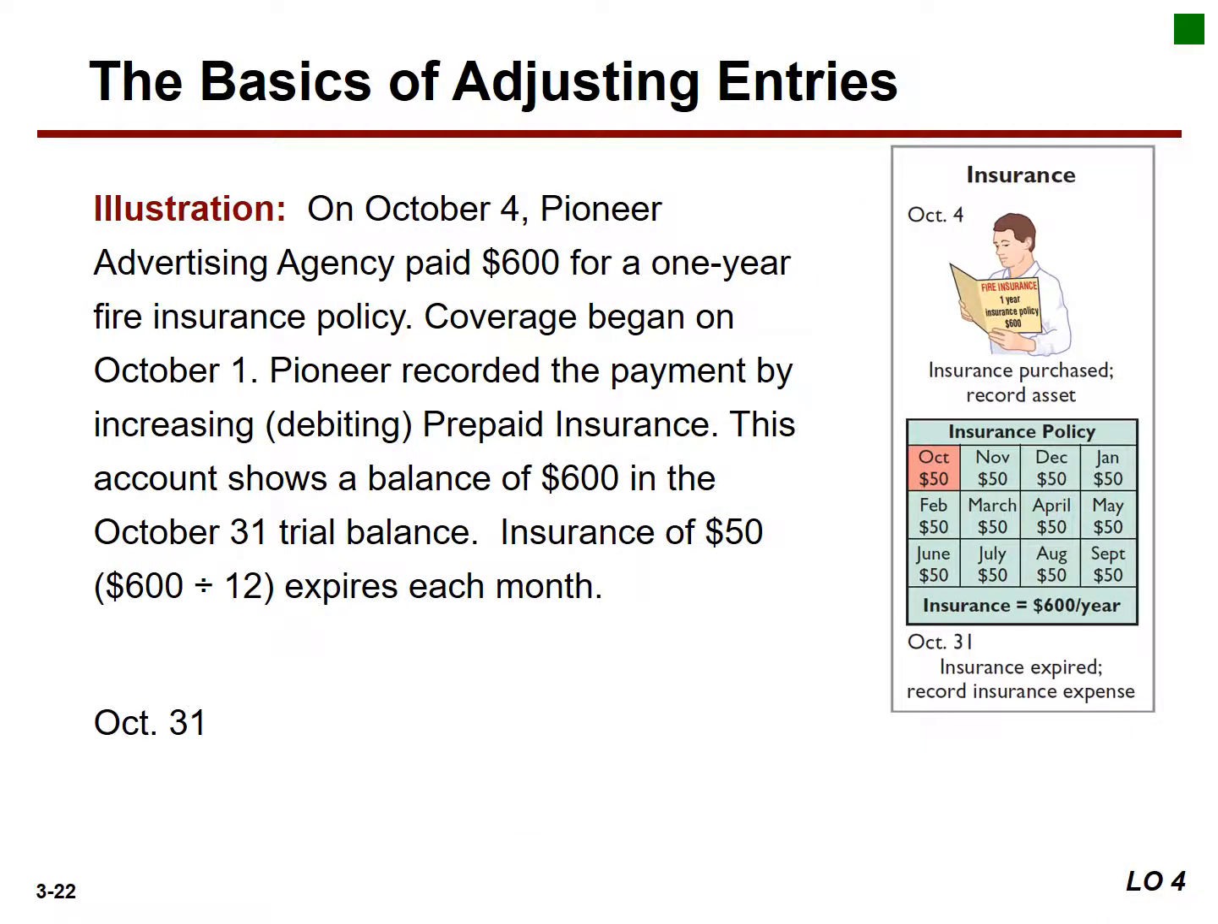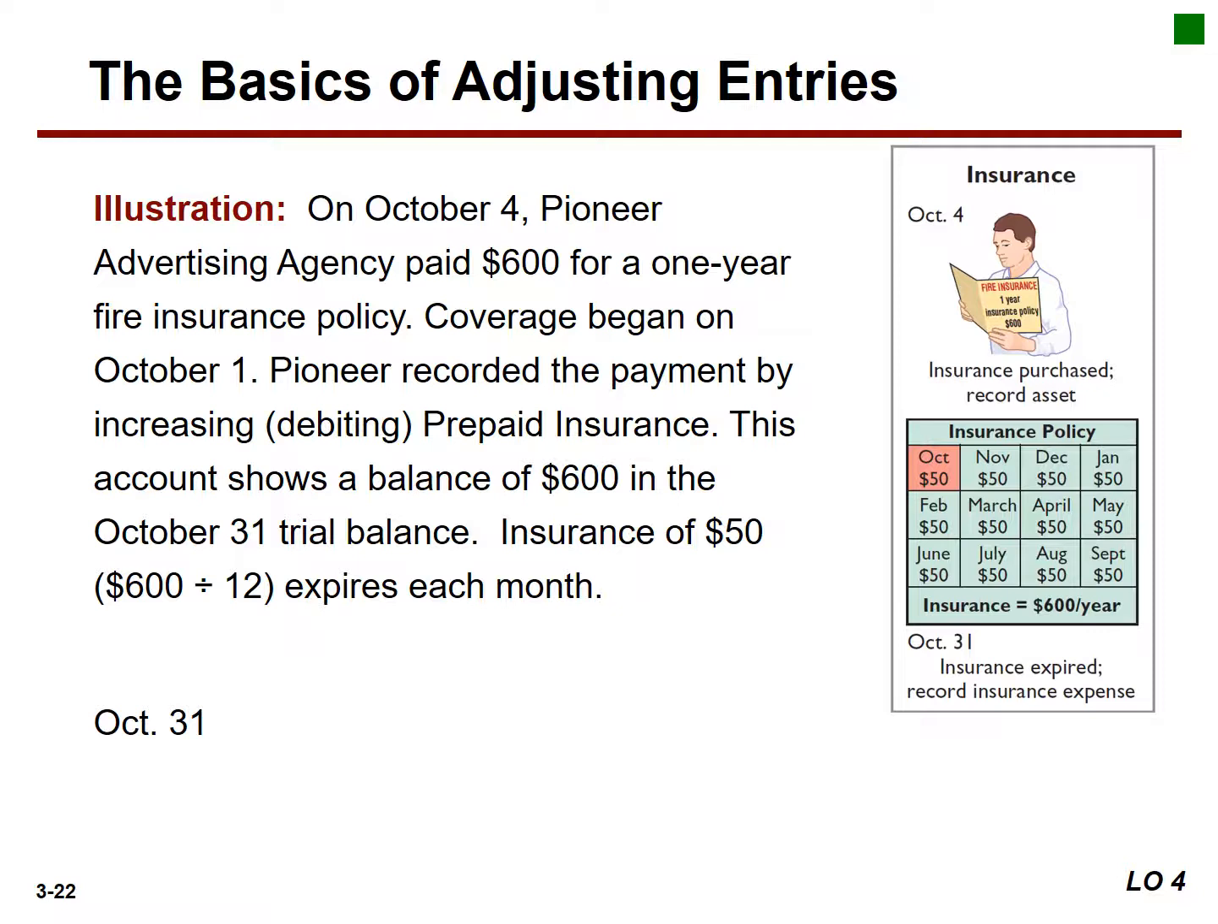Okay, our next example of a prepaid expense is insurance that the Pioneer Advertising Agency has bought. If you remember, back in Chapter 2, when Pioneer bought insurance, they paid $600 for a one-year fire insurance policy. Coverage began on the first day of October. If you think about this, the day they purchased this insurance policy, the insurance company had not done anything to earn this money, and we have really not received any coverage yet.